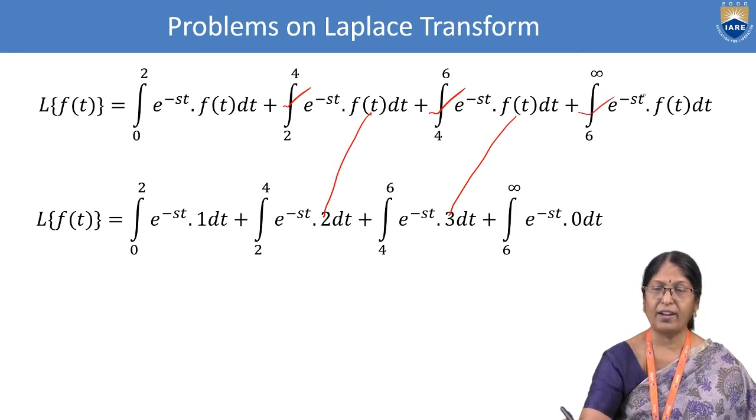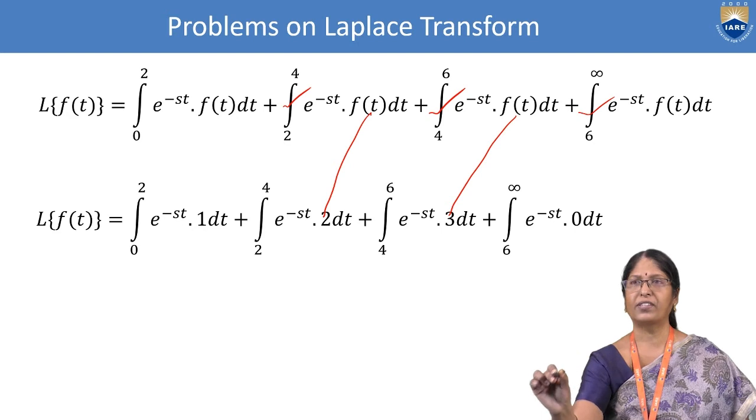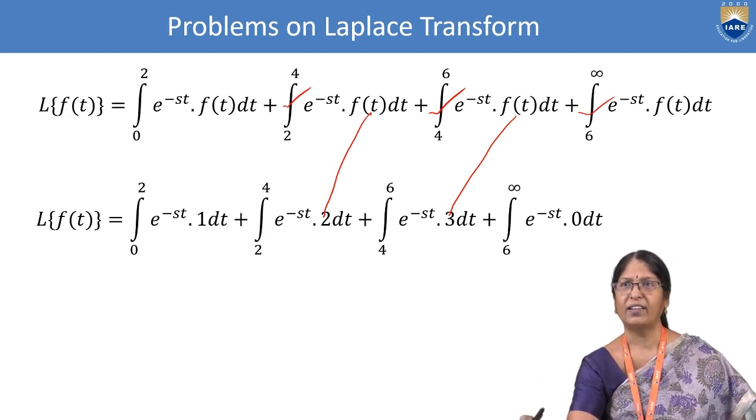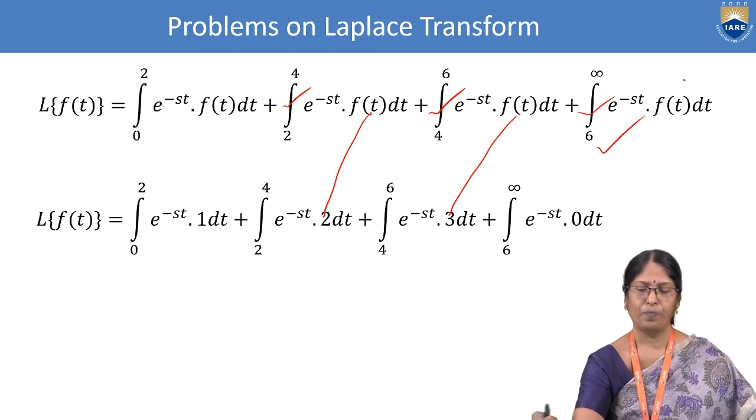Next, t is greater than 6. It is not given in the question up to infinity. It is given only t is greater than 6, from 6 to infinity. Then f of t is defined in our given problem as 0. That is the function which is defined for this particular interval: 0.